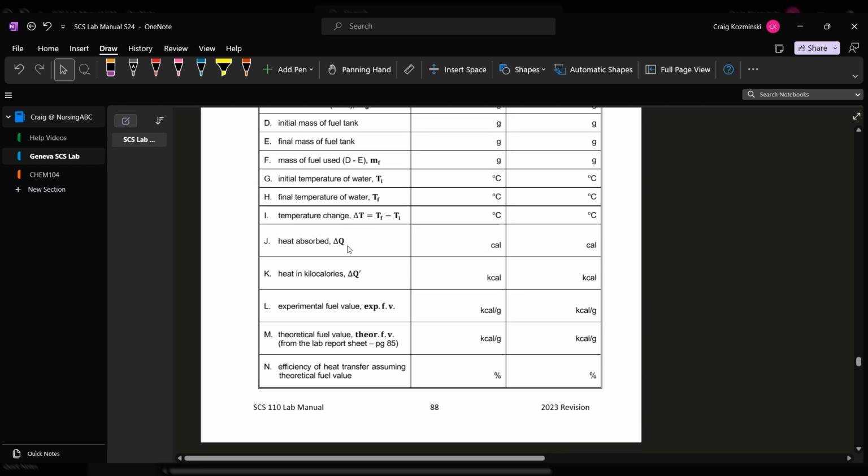You'll be calculating the heat absorbed in units of calories, and then you'll be converting that into kilocalories. This conversion factor is given to you on your calculation sheet. That is the second page of this week's experiment. And once you convert from calories to kilocalories, you'll be able to calculate your experimental fuel value. Your theoretical fuel value will be determined during the pre-lab portion of this week's experiment, and determining both your experimental and theoretical fuel values will allow you to determine the efficiency of the heat transfer during the experiment.